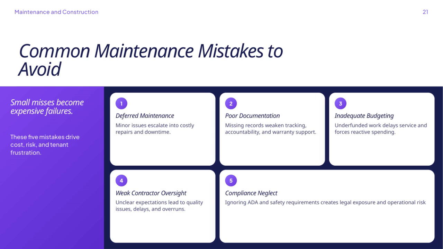When minor issues get pushed aside, they often turn into major, expensive repairs and cause unexpected downtime. Second, poor documentation is a hidden problem. Without proper records, it's hard to track what's been done, hold people accountable, or support warranty claims when something goes wrong. Third is inadequate budgeting. If you don't allocate enough funds up front, maintenance gets delayed and you end up spending more, reacting to emergencies.